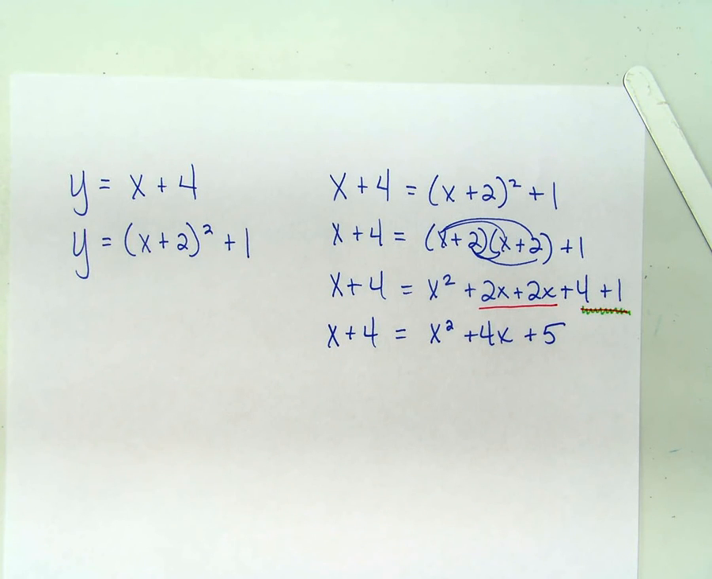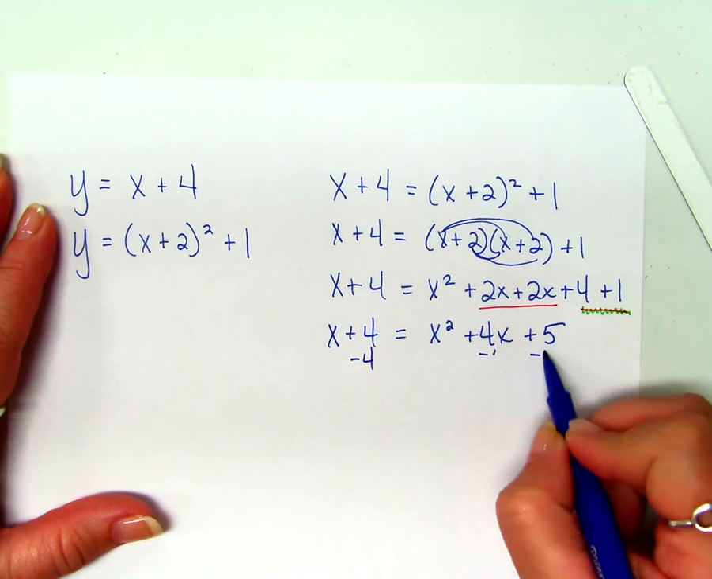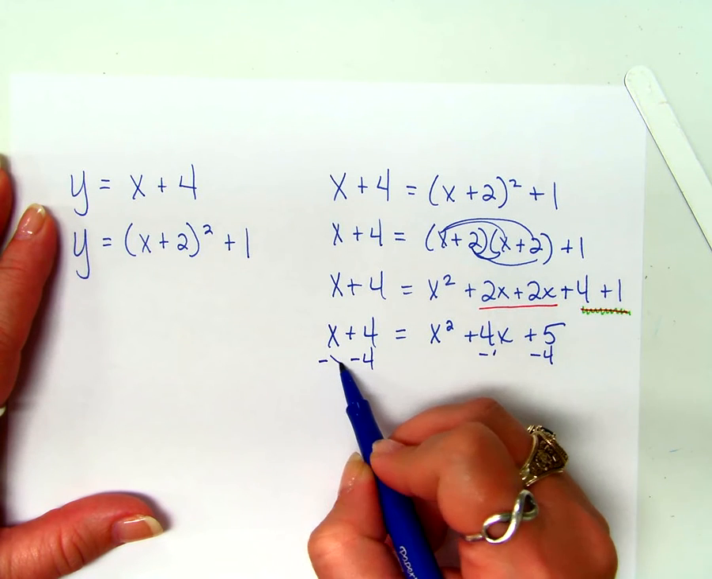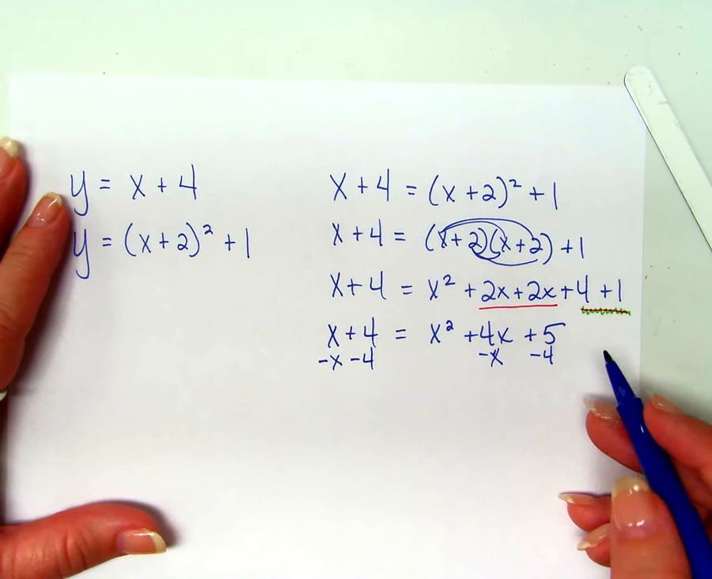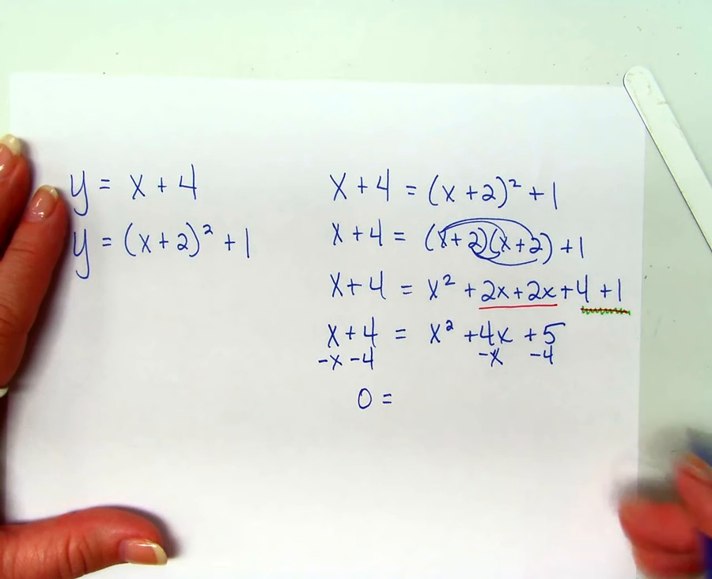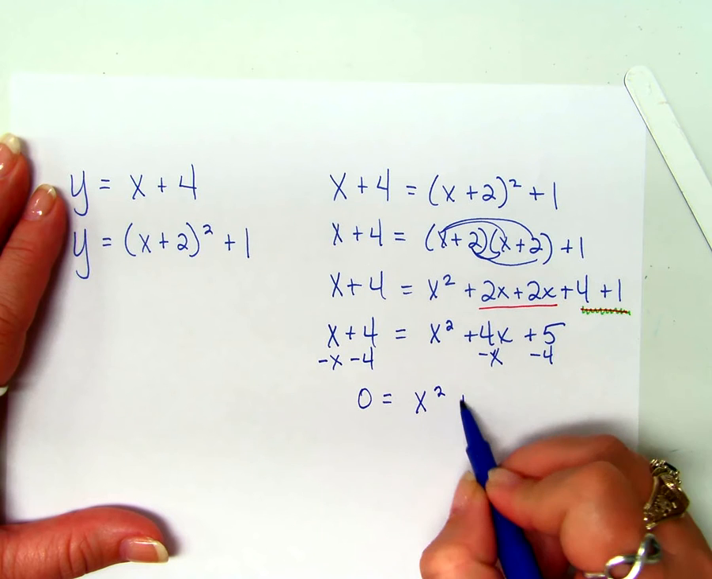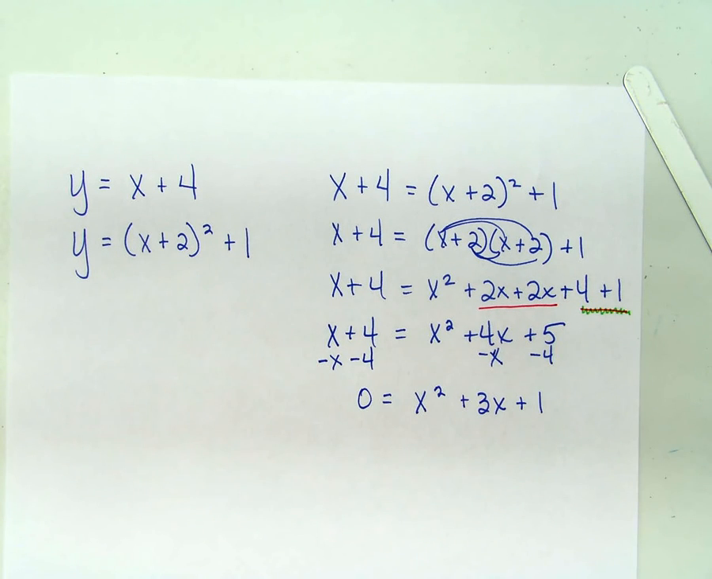Now what? Why? So I could get it equal to 0, right? Minus 4, minus x. In fact, I do want to move x also, don't I? If I'm getting it equal to 0, I need everything on one side of the equation. So I have x squared plus 3x plus 1. So this is a quadratic. What are the 5 ways that we know to solve this?